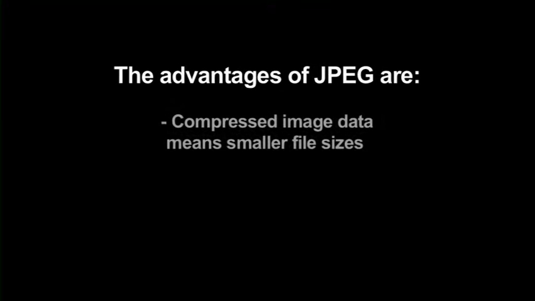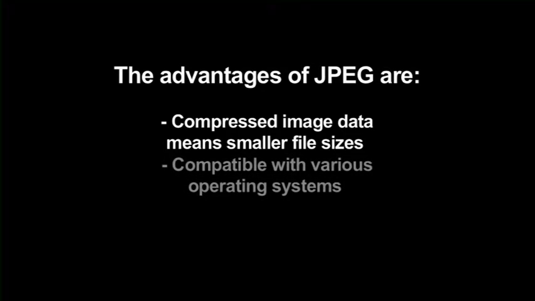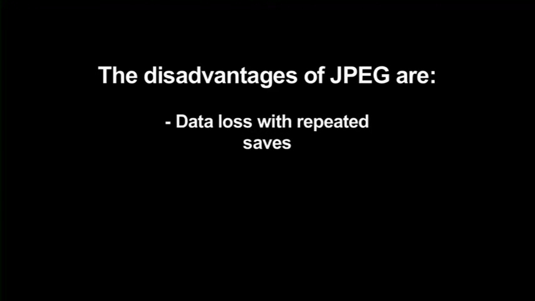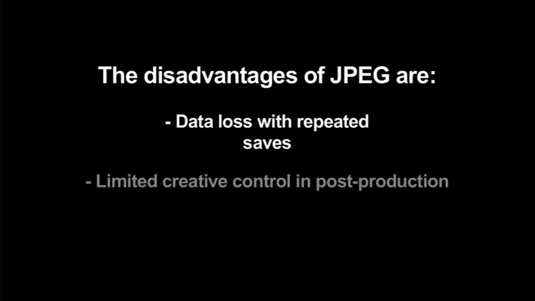JPEG is the most common format people use. One of the biggest advantages is that it compresses image data, so you end up with a much smaller image file. It opens in PC and Mac, and it's instantly ready to use. The disadvantages are that JPEGs lose data each time they're saved, and the range of changes you can make in post is quite limited.